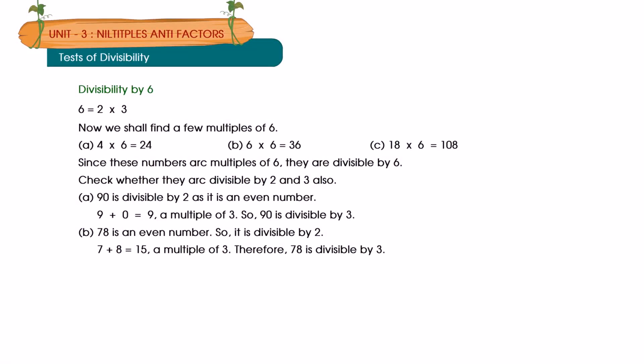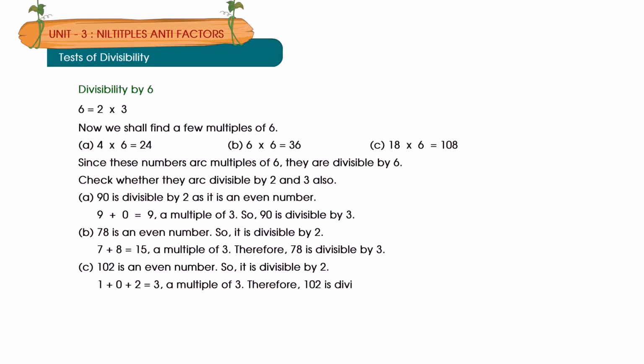C. 102 is an even number. So, it is divisible by 2. 1 plus 0 plus 2 is equal to 3, a multiple of 3. Therefore, 102 is divisible by 3. In all the cases, we see that the numbers are divisible by both 2 and 3.